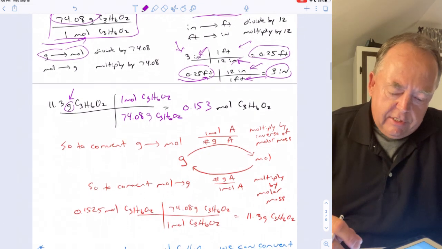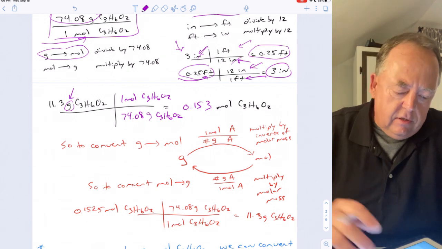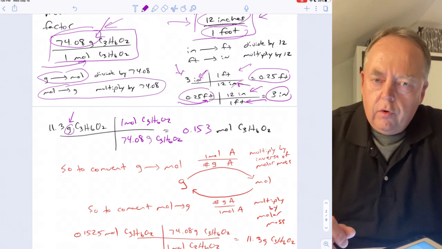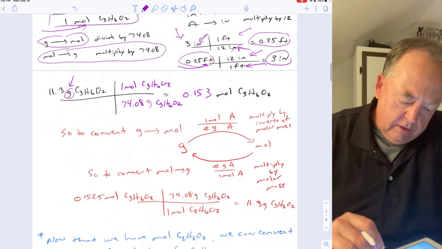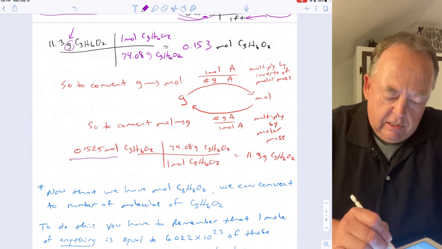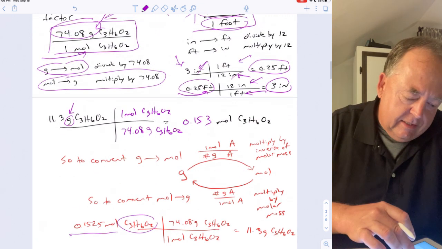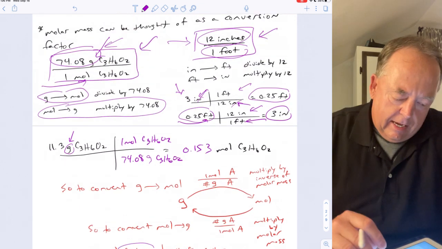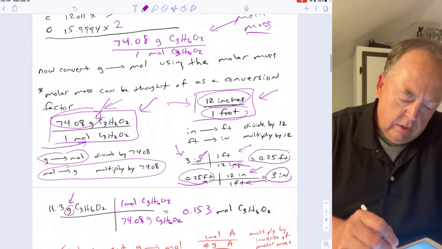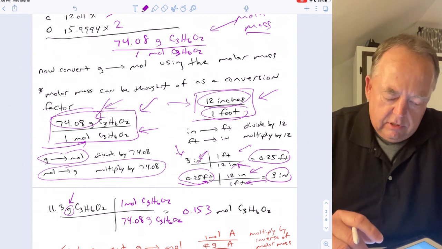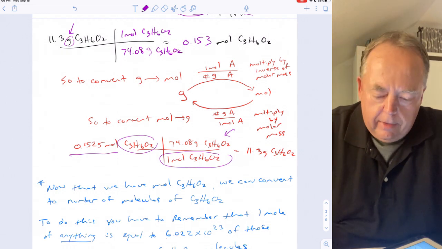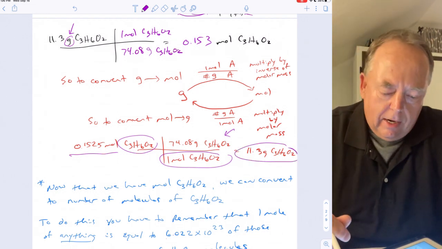Okay, so if you were going the opposite way, if I gave you moles and you wanted to convert to grams, then you multiply by the number that's in front of the grams, 74.08, right? So if you had the 0.1525 or 0.153 moles of C3H6O2, then you would come back to the same conversion factor. But now since moles is on top, you need to put the 1 mole of C3H6O2 on the bottom, and you need to put the 74.08 grams on the top. So now you're just multiplying by the molar mass, and you would get back to 11.3 grams, right?